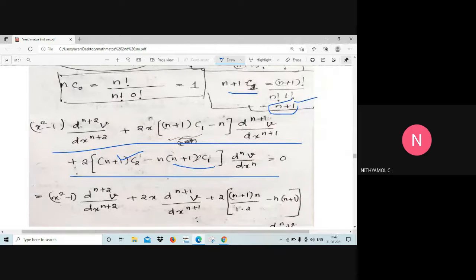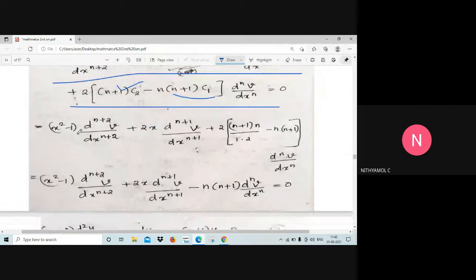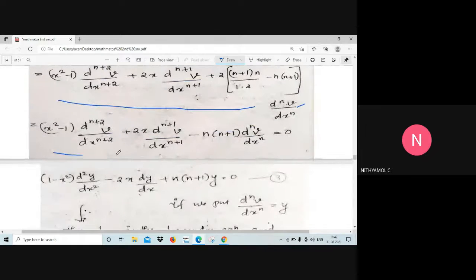Okay. Then I will get the formula like this, that is x square minus 1 into d^(n+2)v by dx^(n+2) plus 2x into d^(n+1)v by dx^(n+1) plus 2 into n plus 1 n divided by 1 into 2 minus n into n plus 1 into d^n v by dx^n, which is equal to x square minus 1 d^(n+2)v by dx^(n+2) plus 2x into d^(n+1)v by dx^(n+1) minus n into n plus 1 d^n v by dx^n equal to 0. This is actually what it is in the formula.